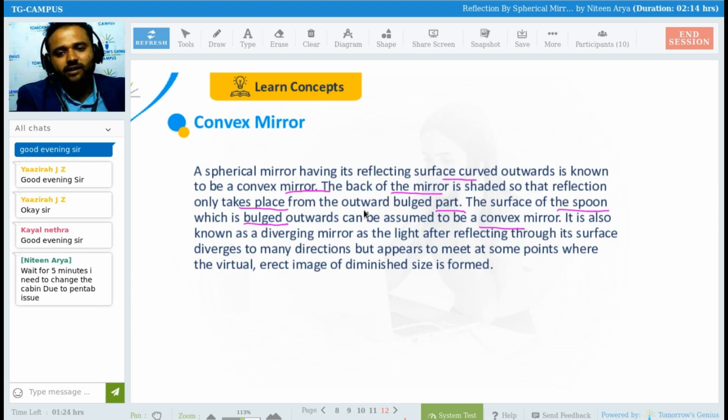It can also be known as a diverging mirror, as the light after reflecting from its surface diverges in many directions but appears to meet at some point where the virtual erect image of a diminished size forms.